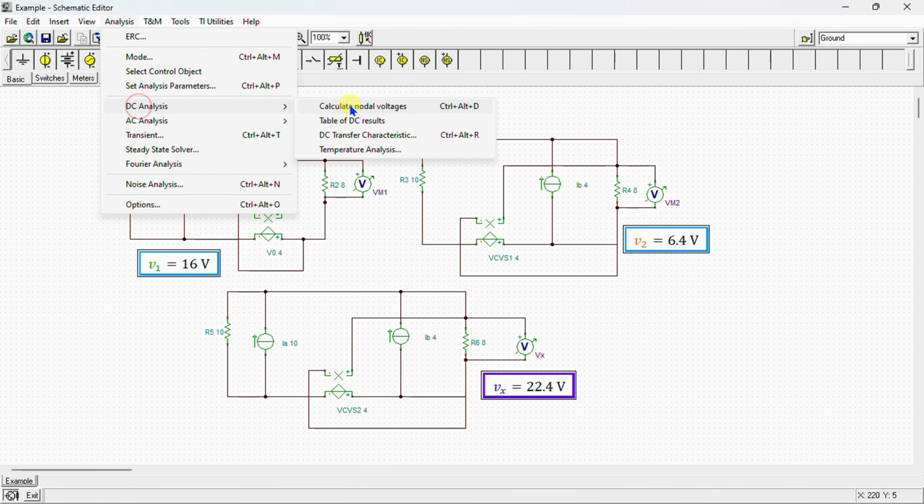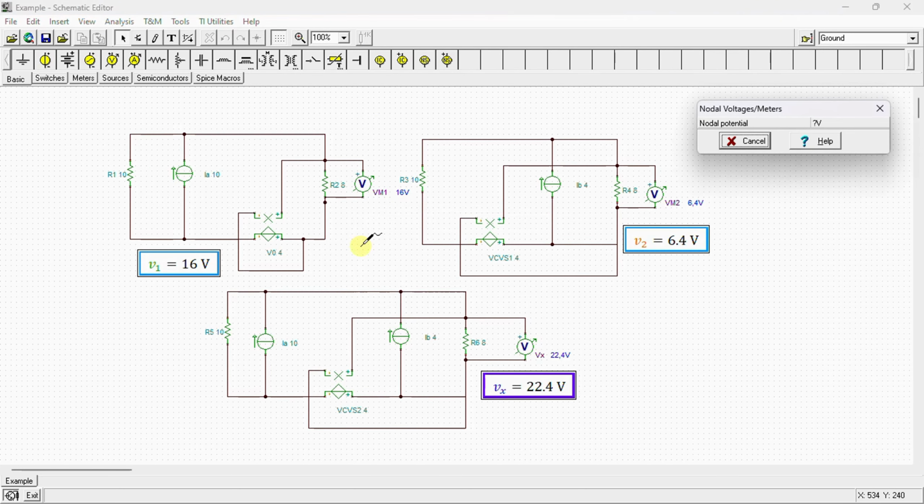This analysis calculates nodal voltage. We can see here V1 is equal to 16 volts, V2 is equal to 6.4 volts, and Vx is equal to 22.4 volts. After completing the circuit simulation, we can clearly observe the similarity between the simulation and calculation results. This serves as a validation of our work.